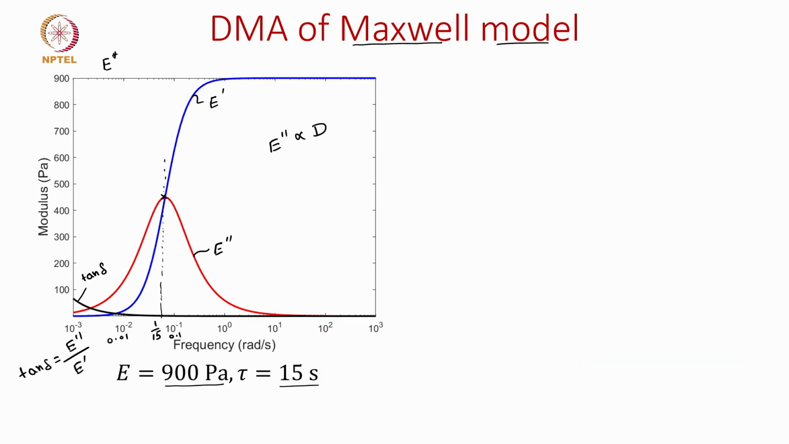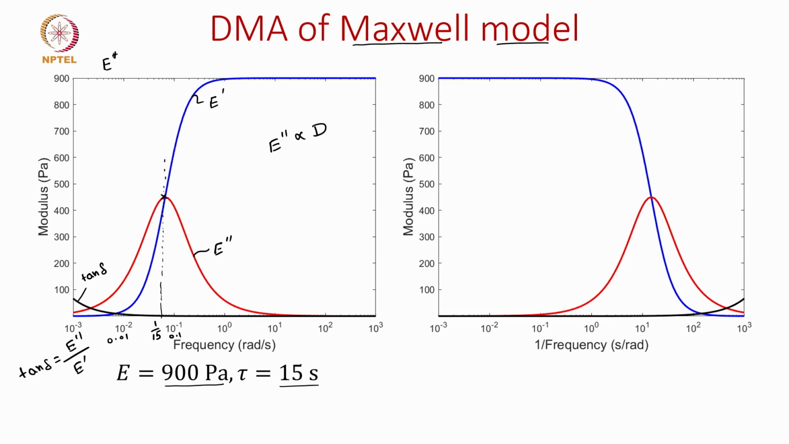Now the same results I will plot in a different fashion. The only difference between the plots on the left and right is the x axis. Earlier it was a function of the frequency omega. Now it is 1 by frequency, meaning we are plotting it for 1 by omega. What does 1 by omega signify? Let us see with an example.